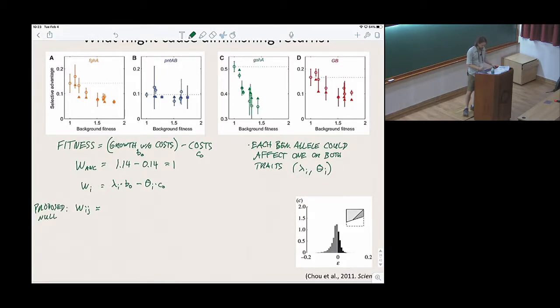Would be, if it was a double mutant, let's imagine that there was no epistasis within each trait. Like what we were saying before, one makes you grow faster by 10%, one affects growth rate by 20%. On growth rate, you multiply the 1.1 times the 1.2, and you get 1.32 times growth rate without costs. But the same thing is true for reducing costs.